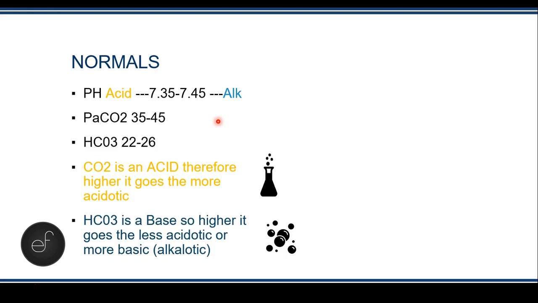Bicarb, 22 to 26. I know base excess is also on the gas. It's really best to just concentrate on one or the other, and here I'm covering bicarb. I feel it's a little easier to do bicarb because we're not dealing with the negatives. So, again, CO2 is an acid, therefore the bigger the CO2 number, the more acidotic. Bicarb is a base, so it is less acidotic or more basic, more alkalotic, the bigger the number. So 28, 29, 30 on a bicarb is going to be more basic, more alkalotic.